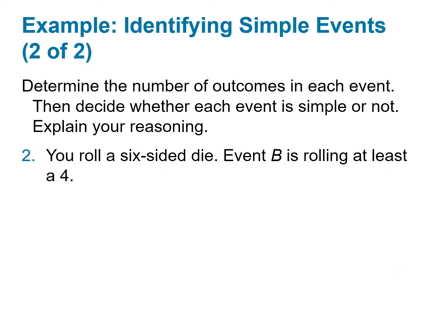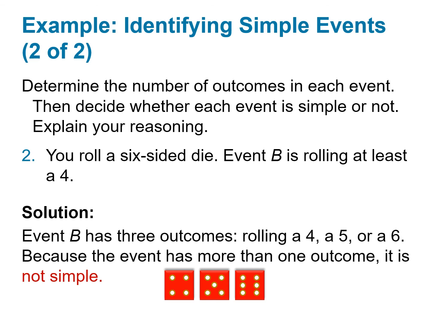All right. Let's look at our second example. If we roll a 6-sided die and we make event B rolling at least a 4, well, when we say at least a 4, that means we're rolling a 4 or higher. Well, on a 6-sided die, if we have the numbers 1 through 6, a 4 or higher, there are actually 3 outcomes that give us that: rolling a 4, a 5, or a 6. Because there's more than one outcome to that event, that is not a simple event.